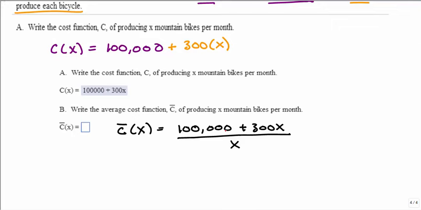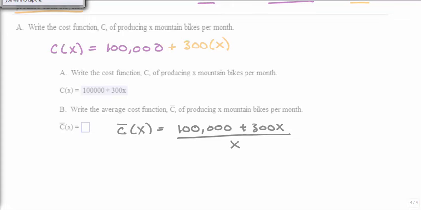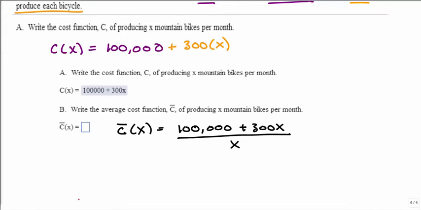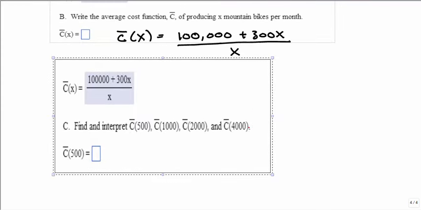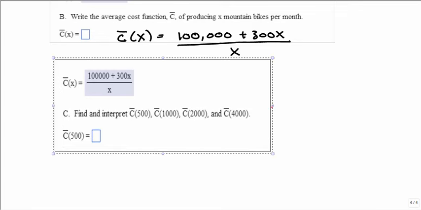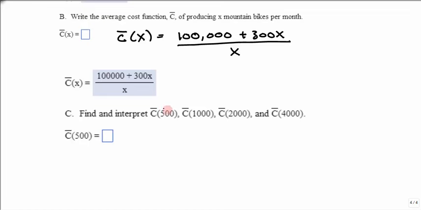Now from here, that's going to ask me to interpret some of these cost function values. Now remember, in my numerator, I have 100,000 plus 300x. That entire value is divided through by x, not just part of it, but the entire value. So let's go ahead and interpret one of the first values that they give us. And then I think you can probably get the rest from here. So we're going to do the first one. So the first one is find and interpret the average cost of 500 bicycles.